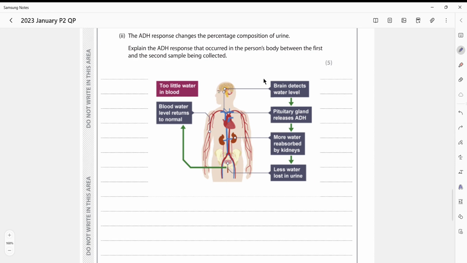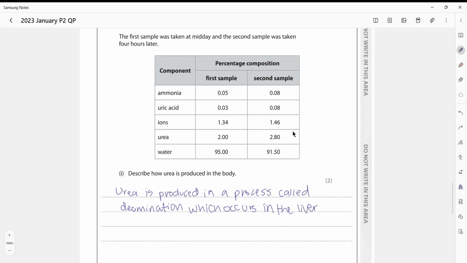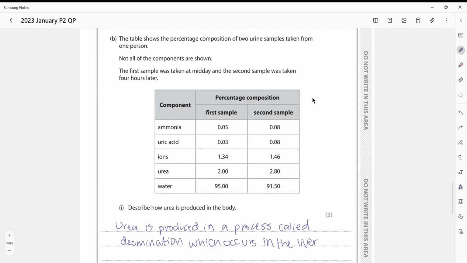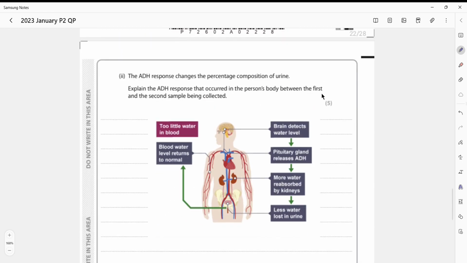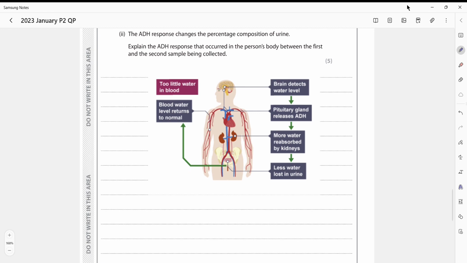So actually let's go back to the table. If we look at the table, we can see that there is actually less water in the second sample compared to the first sample. So because there's less water in the urine, that means that more water is being reabsorbed by our body. In that case, ADH is actually being secreted here. So let me write that down.